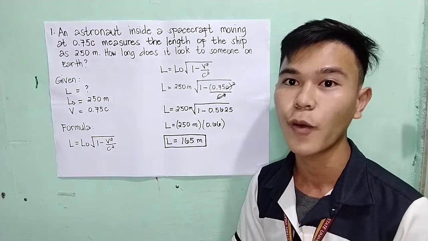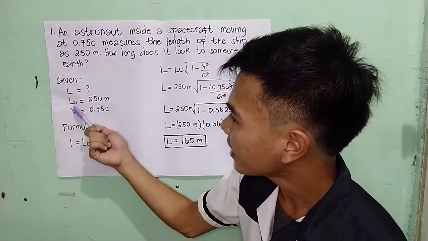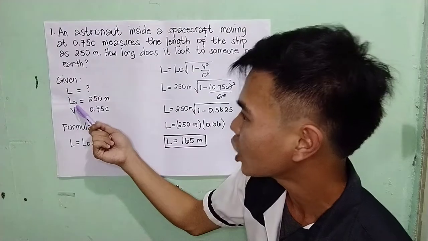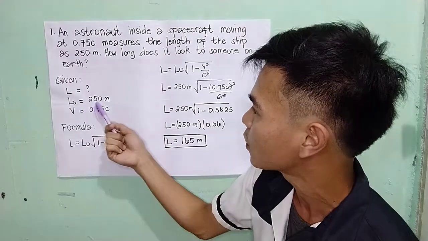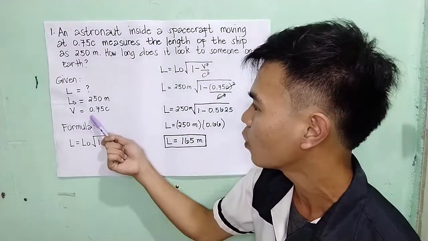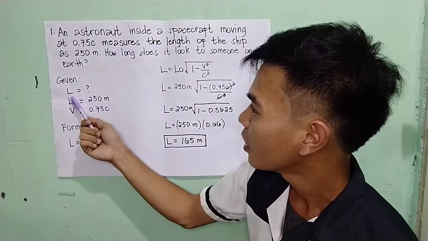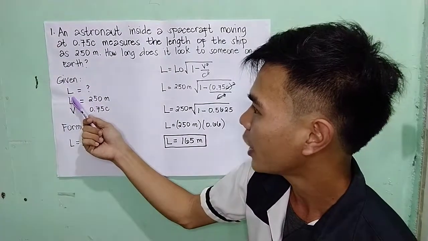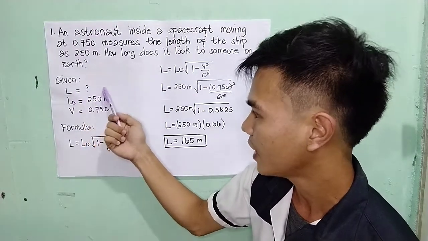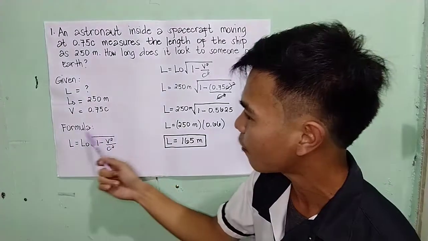First, we are going to identify our given, which is our L naught, or the length measured in the reference frame, equal to 250 meters, and our velocity, which is equal to 0.75 the speed of light. We are going to solve for the value of L, or the length measured by the person outside the reference frame.